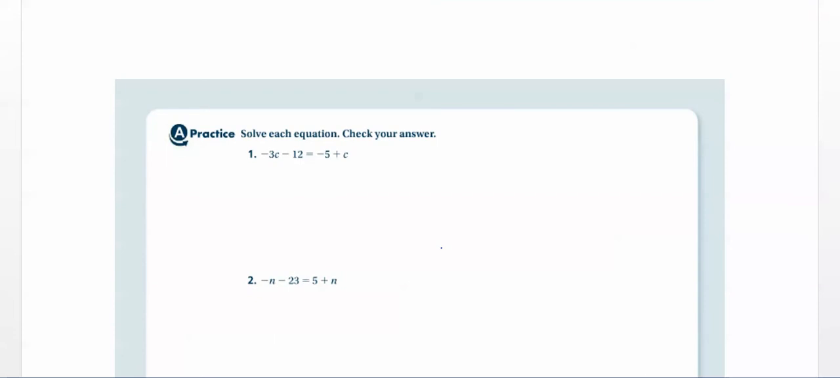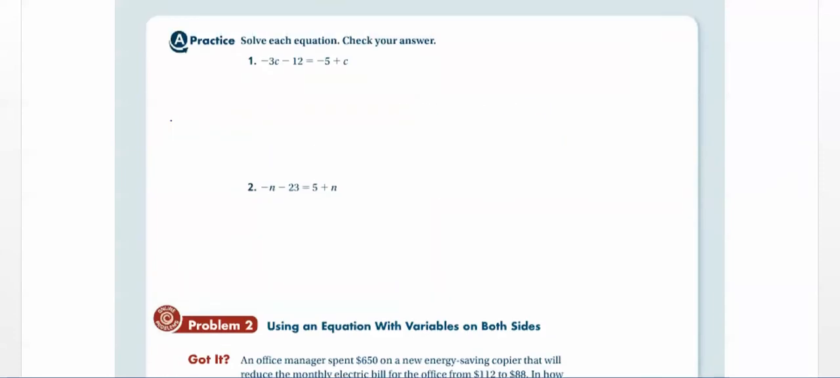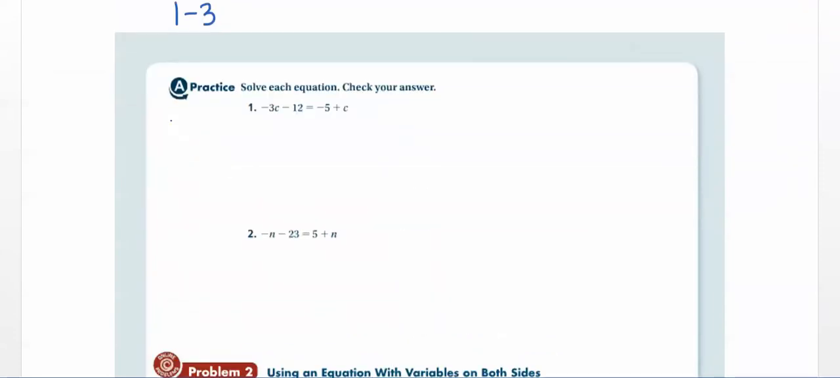Alright, we're now going to look at some examples from section 1.3. So this is on page 22 of your book. So if you need to, pause. Okay. So I'm just going to do a couple more equations when you have variables on both sides.